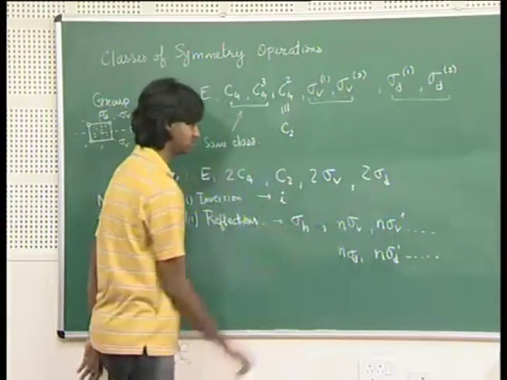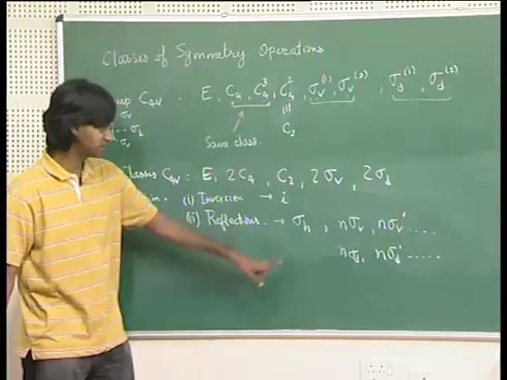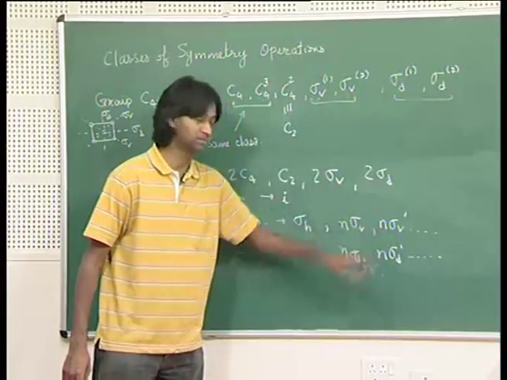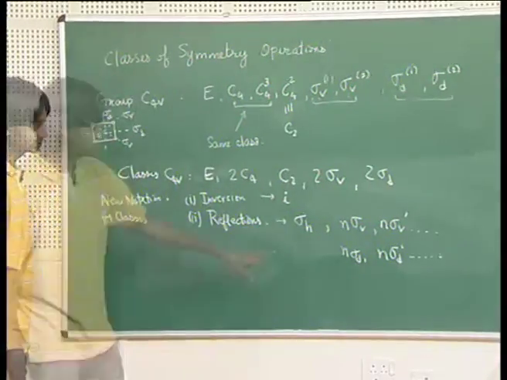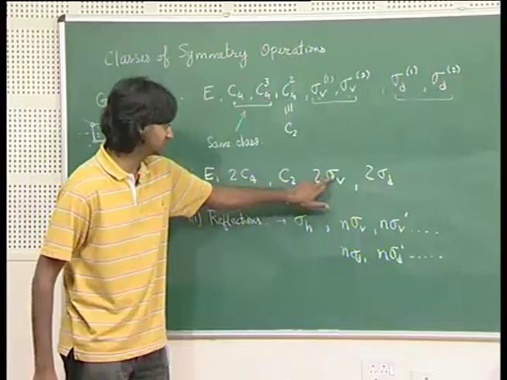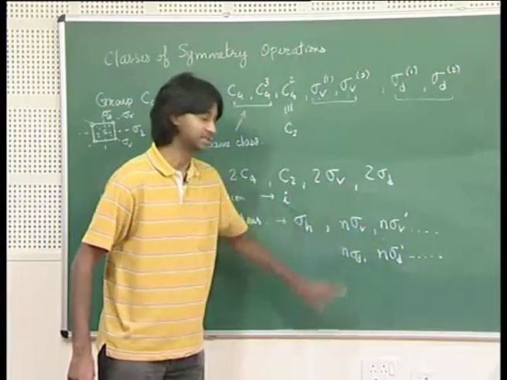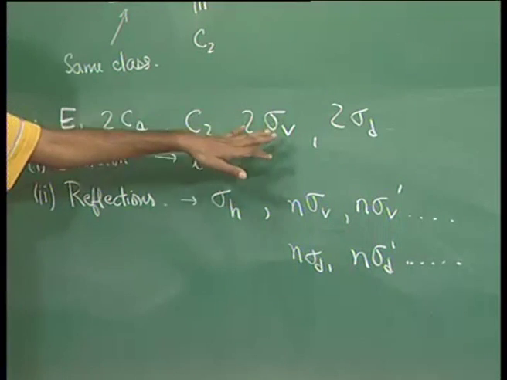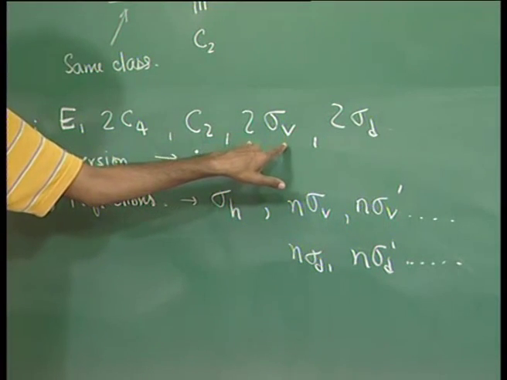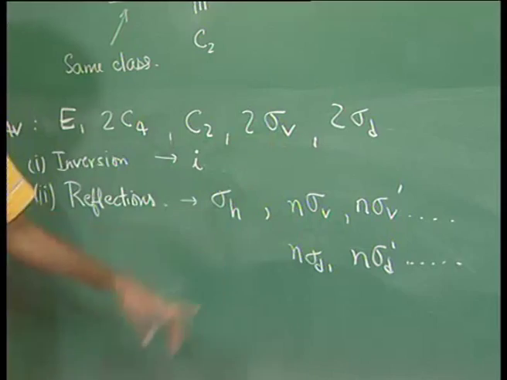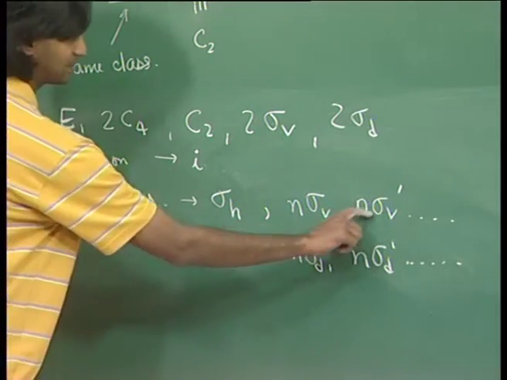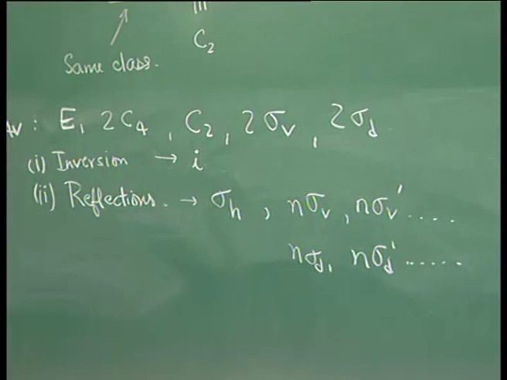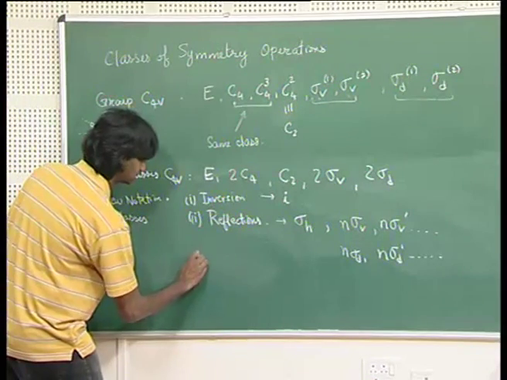Which class you call sigma v and which class you call sigma v prime is quite arbitrary. A good example is here. Here you had 2 sigma v and you had 2 sigma d. Now you could have had more sigma v planes, which happen to be in the same class, but not the same class as these two. Then you would list them as n sigma v prime. The third is rotations.